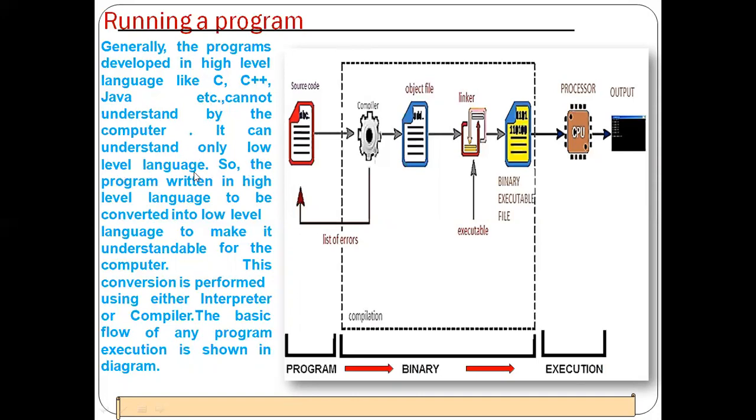What is low level language? It is machine language. So the program written in a high level language has to be converted into a low level language. Whatever program you write in a high level programming language, the computer does not understand it directly, so first it is converted into a low level language. What is low level language? That is machine language.